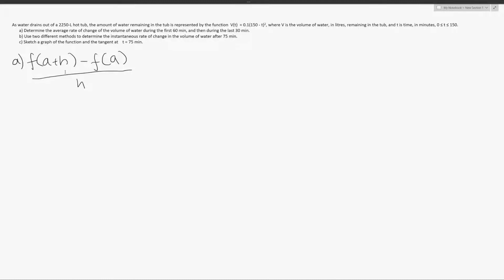So for A, we need to figure out the average rate of change of the volume during the first 60 minutes and the last 30. So the first 60 minutes is pretty simple. Remember, our expression is f of a plus h minus f of a divided by h. So what would a be in this scenario? A would have to be 0 because that's our starting point, and then h would have to be 60 because over here this value should be bigger. So if a was actually 60, we would have to subtract values because this should be 0, and so that doesn't quite make sense. Either way, let's proceed with the question.